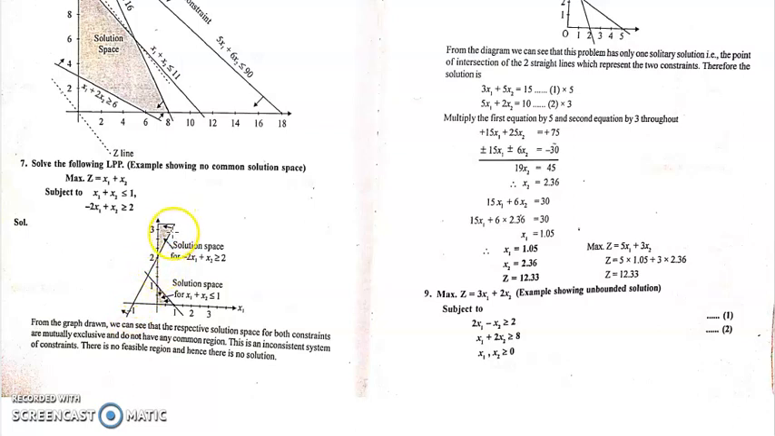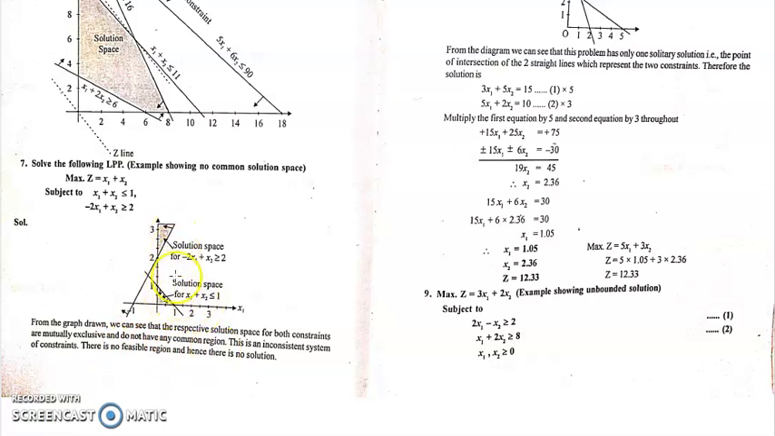Then you will get a solution space here. This is a greater than sign, but this equation has a less than sign. So there are 2 solution spaces here. From the graph we can observe that the solution spaces for both constraints are mutually exclusive and do not have any common region. The solution doesn't have any common region here.